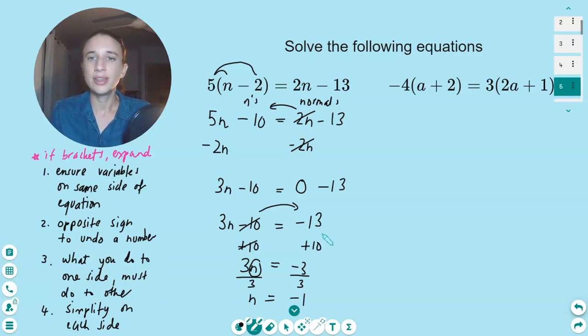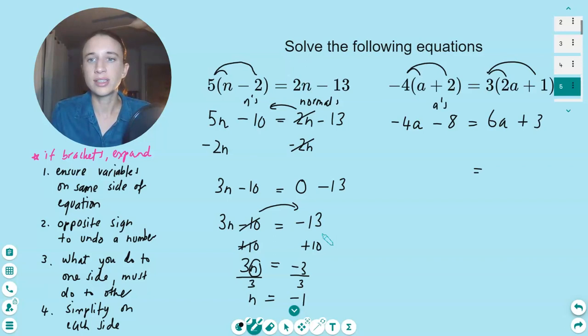And just quickly with this one, preliminary step, expand the brackets if you have them. Negative 4 times a is negative 4a. Negative 4 times positive 2 is negative 8. Crab claw again on the other side. Can expand on the same step. Expand both pairs of brackets. 3 times 2a is 6a. 3 times 1 is 3.